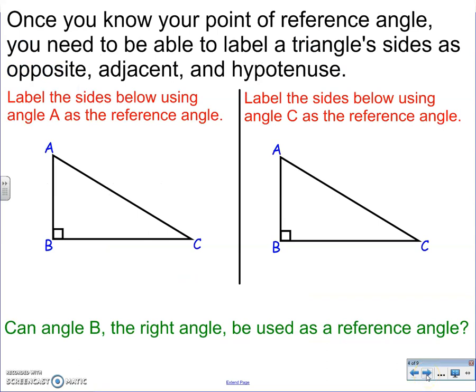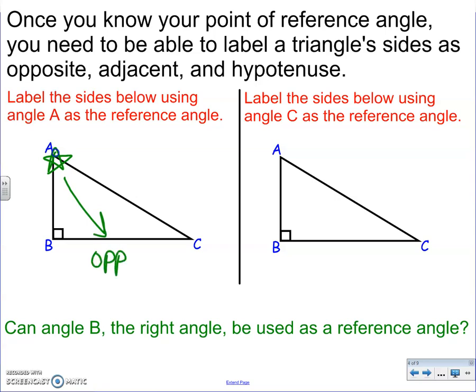Once you know your point of reference angle, you need to be able to label the triangle sides as opposite, adjacent, and hypotenuse. So here's two triangles. I label them both triangle ABC. It says label three sides using angle A as the reference angle. I like putting a star or circle my reference angle, so we're here. From this point of reference, what side is opposite of us? Opposite would be down here. So this is the opposite side.